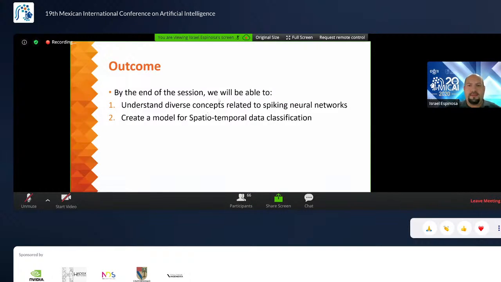At the end of this tutorial, we will be able to understand diverse concepts related to spiky neural networks. And the second is that we will create a model for spatio-temporal data classification. The first part is just a lot of theory because I will show 2 architectures of spiky neural networks.